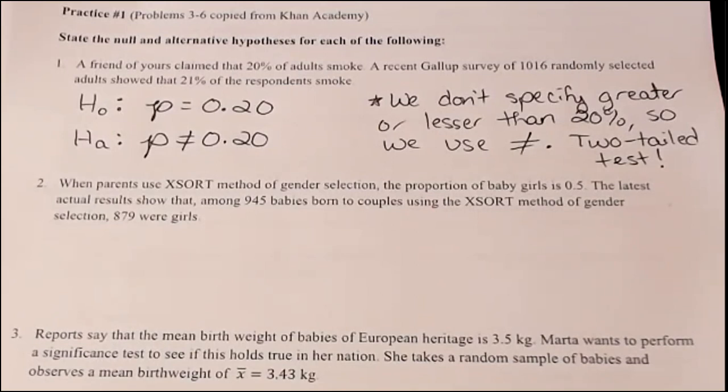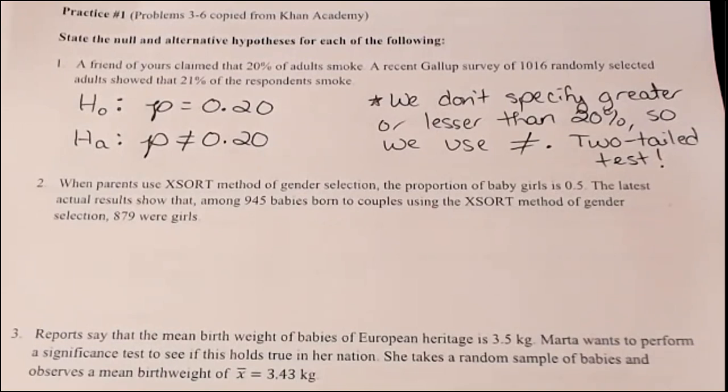Let's take a look at number 2. When parents use the XORT method of gender selection, the proportion of baby girls is 0.5. The latest actual results show that among 945 babies born to couples using the XORT method of gender selection, 879 were girls.